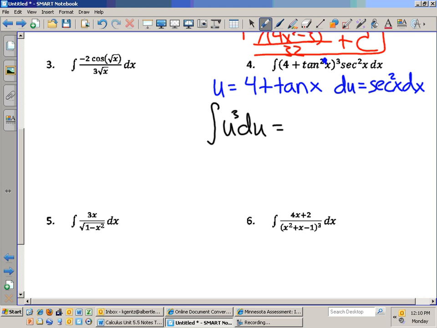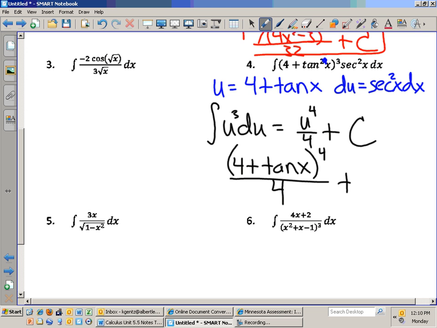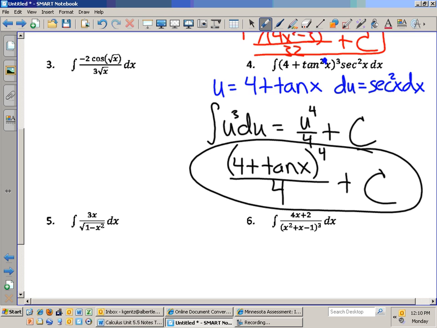And the integral of u to the third du is u to the fourth over 4 plus c. We now take our u value, which is 4 plus tangent of x, substitute it back in. And we have a beautiful antiderivative.